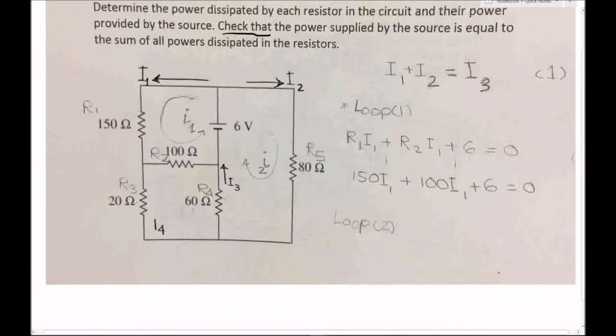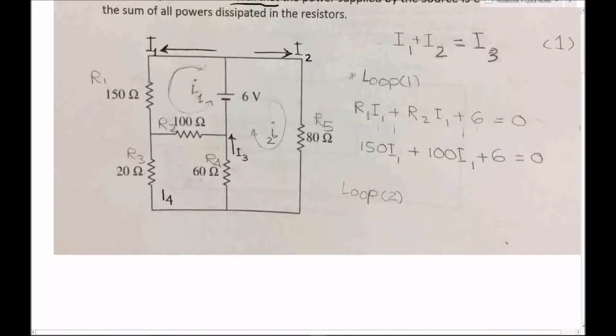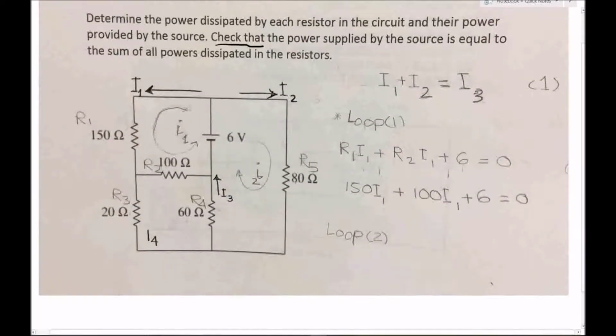احنا عشان نحل هذه المسألة محتاجين نجيب الباور في الريزستور. كيف نجيب الباور في الريزستور؟ هنستخدم I square R. الريزستور values given، فاحنا محتاجين نجيب ال I current through each resistor. عشان نسوي كده هنستخدم mesh analysis.